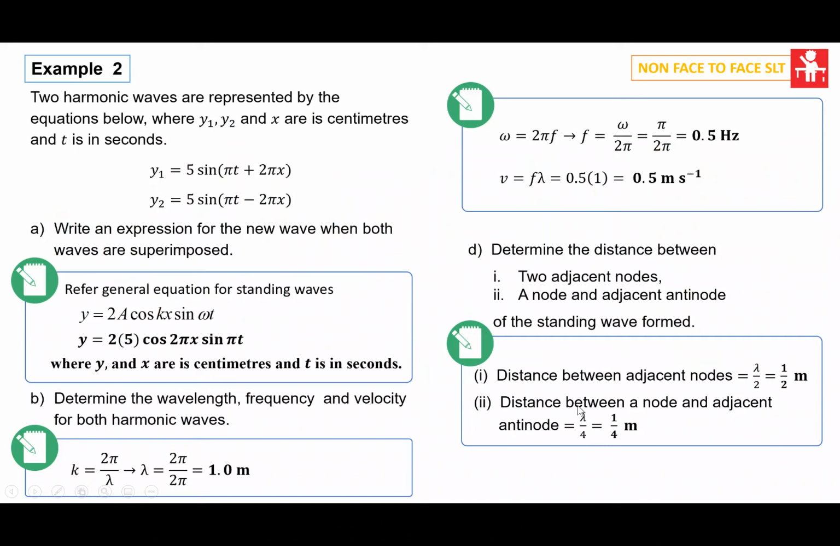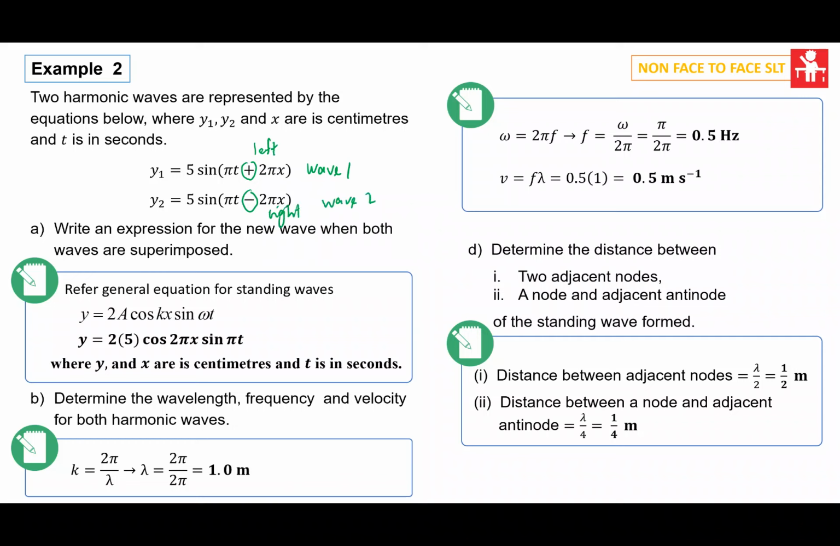Okay, so let's go quickly to this question. Two harmonic waves are represented by the equation below, where y1, y2 and x are in centimeter and t in second. So basically we have two equations, y1 and y2. So we know y1 refers to the first wave, which moves to where? To the left. Okay, so negative is to the right. So this one is wave 2.